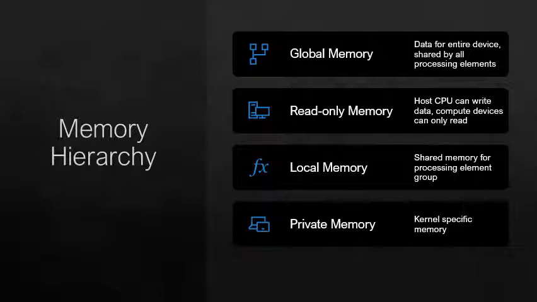Global memory is accessible and shared by all processing elements and devices in the system. The read-only memory can only be written to by the host processor, but can be seen by the rest of the system. The local memory is shared by a group of processing elements completing a task. For example, the processing elements completing the matrix multiplication task. Private memory is specific to the kernel and can only be accessed by its specific kernel.